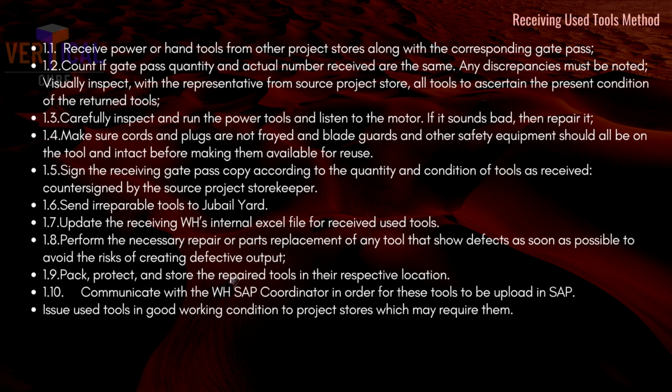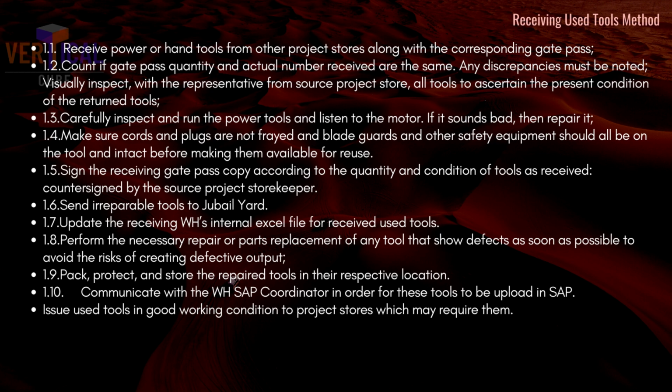Receiving used tools method. 1.1. Receive power or hand tools from other project stores along with the corresponding gate pass. 1.2. Count if gate pass quantity and actual number received are the same. Any discrepancies must be noted. Visually inspect, with the representative from source project store, all tools to ascertain the present condition of the returned tools.